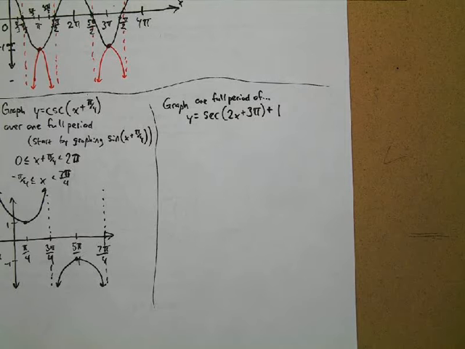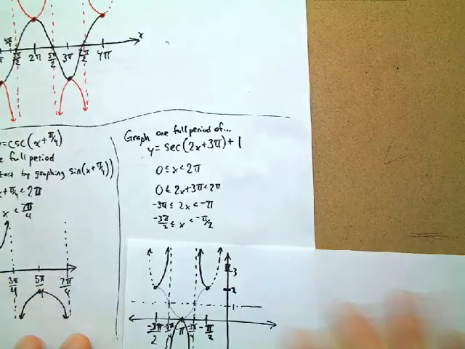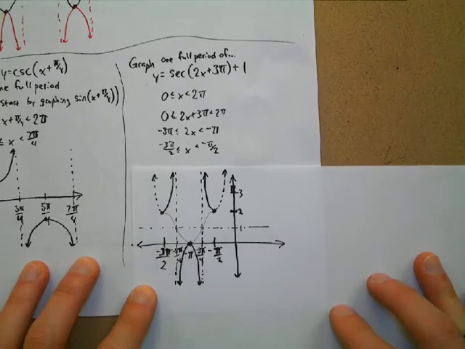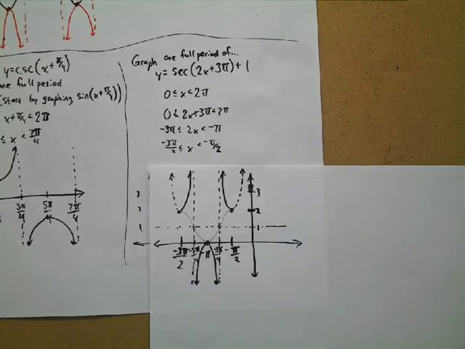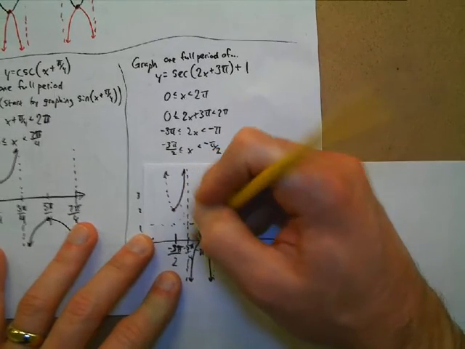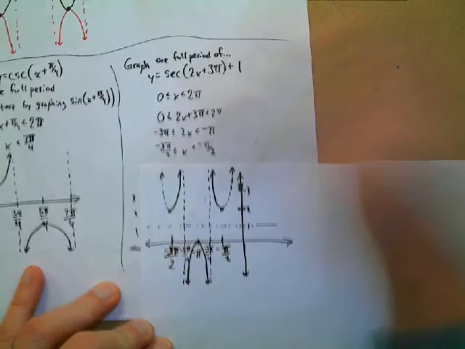Alright, let's see what we got here then. What we're doing should look something like this. I made a mistake, that's why I had to do it on a separate sheet of paper there. So again, we take our 2x plus 3 pi, put that between 0 and 2 pi, right? Solve for x, that means subtract 3 pi from both sides, you get this. Divide by 2, you get that, okay? Negative 3 pi over 2 to negative pi over 2.